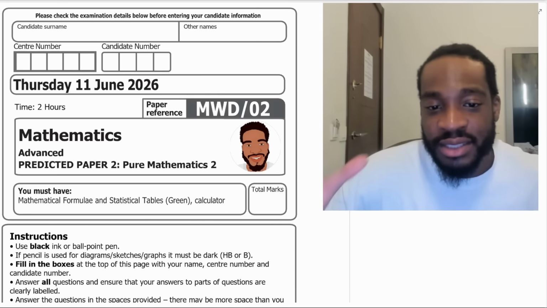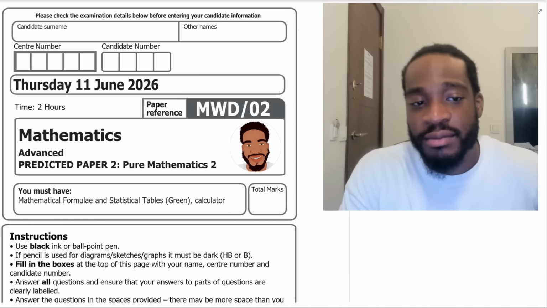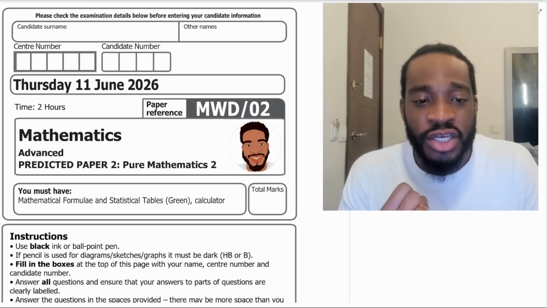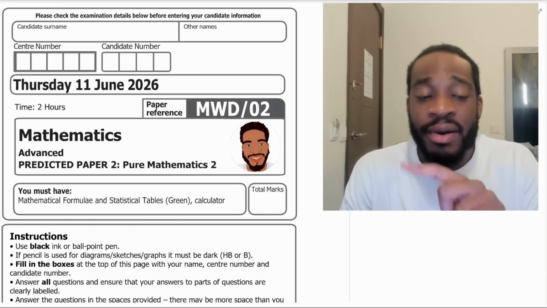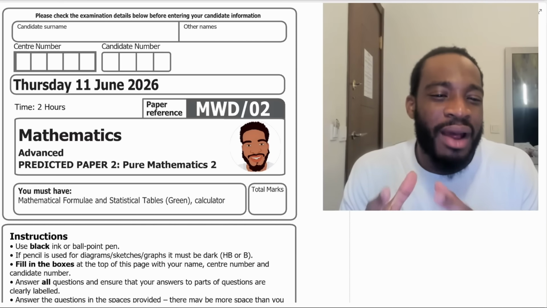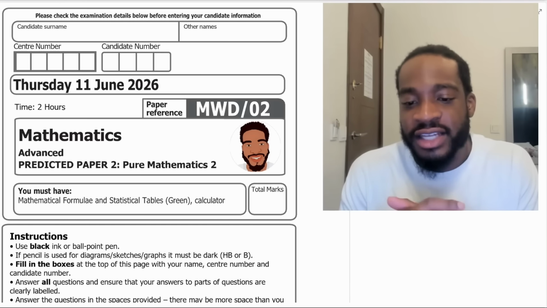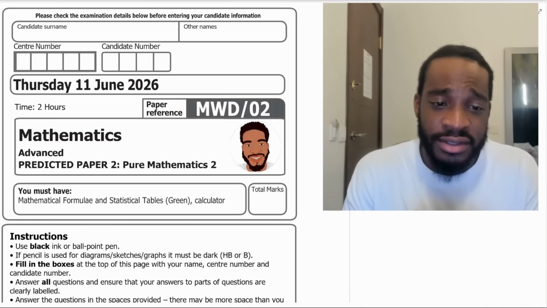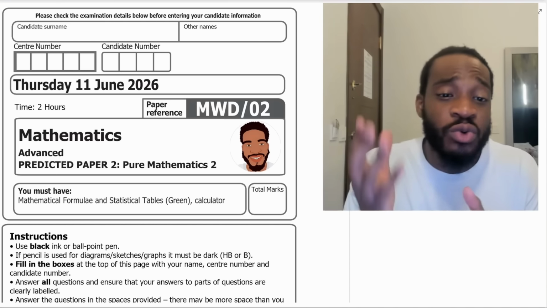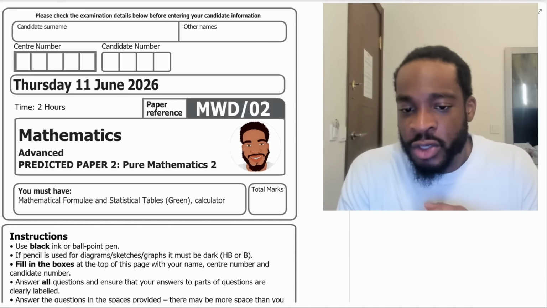I've tried to get as many topics as possible that haven't come up. So that's differentiation, implicit differentiation, vectors, binomial expansion. Parametrics did come up, but not the proper parametric, so I've got that in there as well. What else is there? Arithmetic sequences and series, and circles, and some other stuff. So yeah, that's pretty much it.